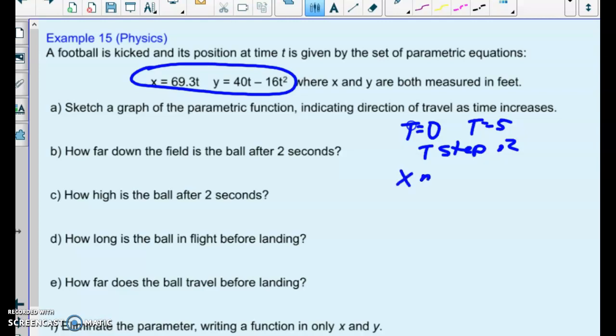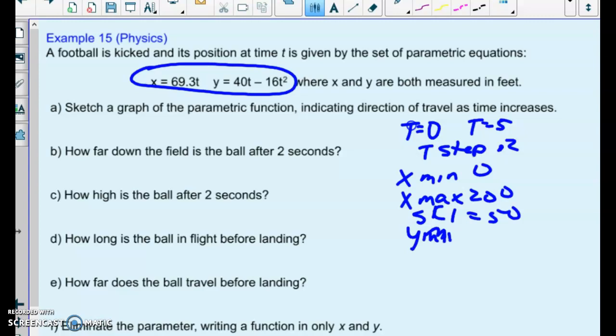I have an x min of 0 and an x max of 200. If they kick it more than 200 feet, that's pretty great. And I have a scale of 50, because I don't want to have too many tick marks across the bottom. On my y min, I put 0, and y max, I put 50. If the ball goes more than 50 feet high, I'm impressed. And scale, again, I went with 10, so I wouldn't have a whole bunch of tick marks. So if you do all that, your graph is going to look a lot like mine.